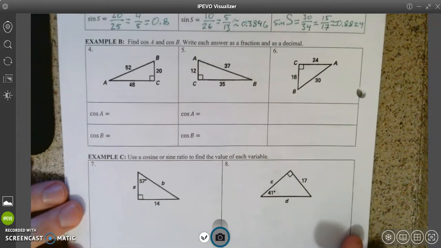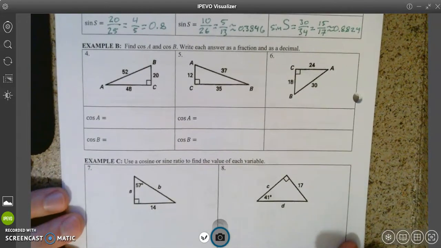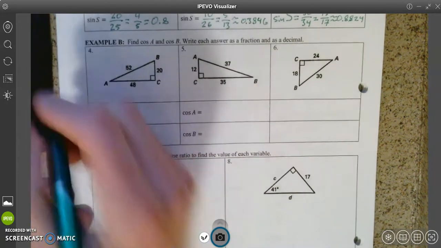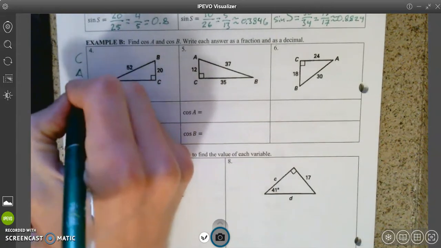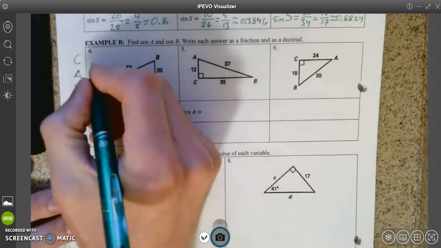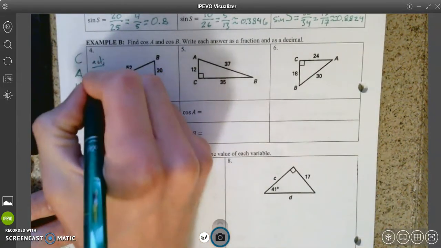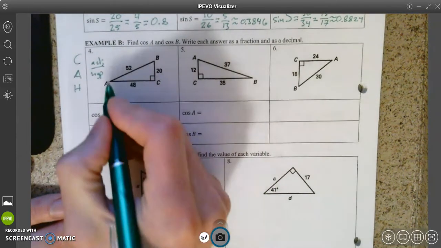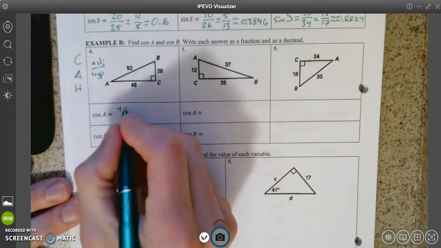Example B, find cosine of A and cosine of B. And again, we're going to write it as fractions and then also as decimals. Cosine is CAH, so SOH CAH TOA. So this is going to be adjacent over hypotenuse. So if I do cosine of angle A, adjacent over hypotenuse, that's 48 over 52.